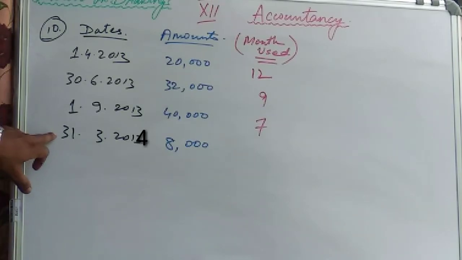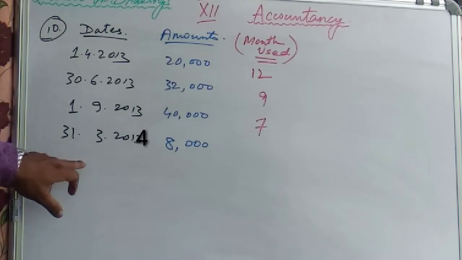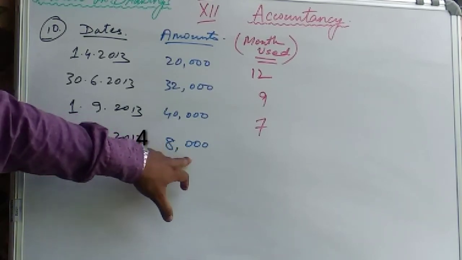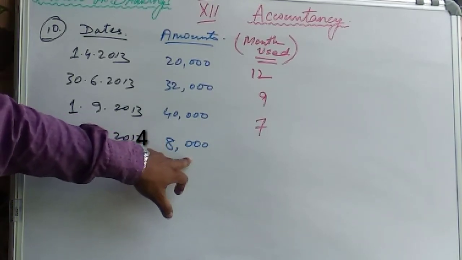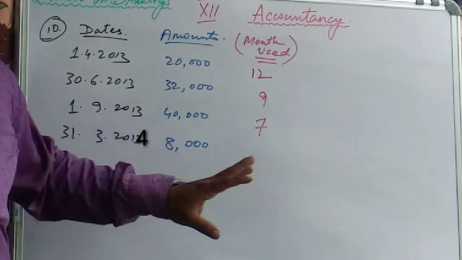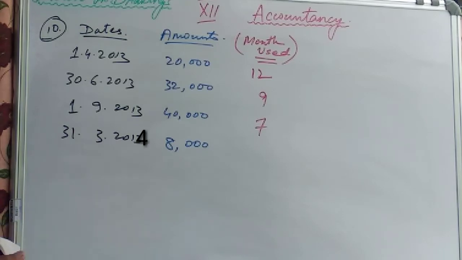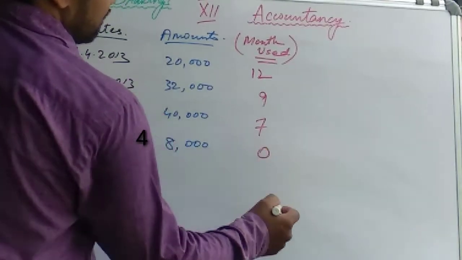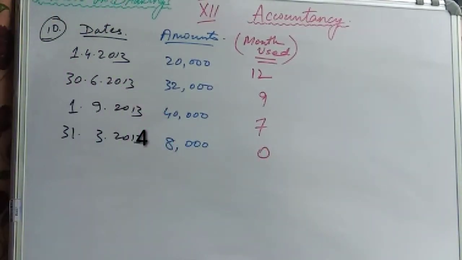And the last drawing is on 31st March. So on 31st March, they are withdrawing 8,000. This is the last day of the month, so they cannot use the money in the business. So that is 0 month. Clear?